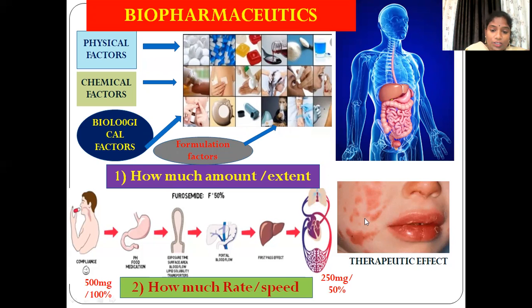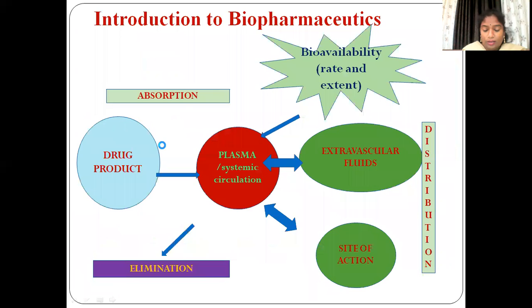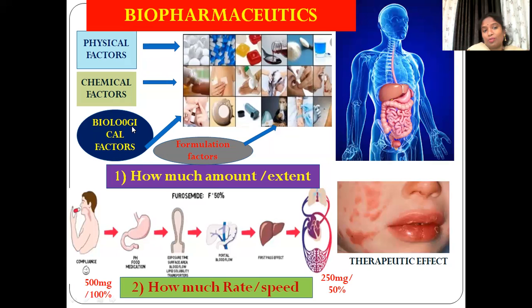While reaching the systemic circulation, various factors are influencing. Here, the physicochemical factors we studied in Industrial Pharmacy 1. Biological factors, meaning what happens after administration, we studied up to there in Industrial Pharmacy 1. Now we are studying how, after administration, the drug influences the body and how the body influences the drug, that we study in biopharmaceutics. And not only that, formulation factors also.